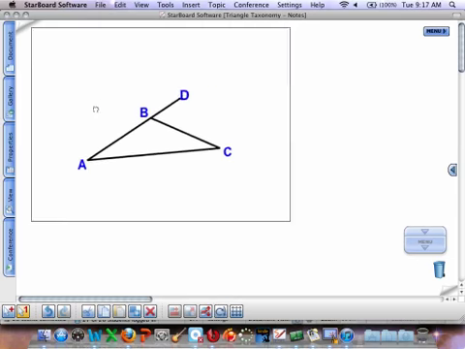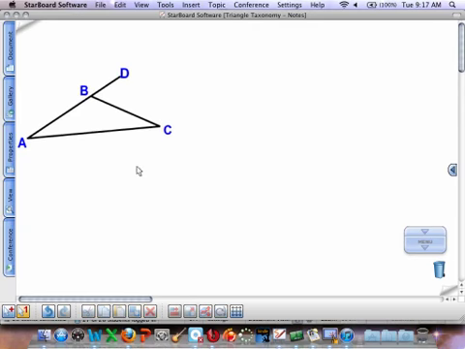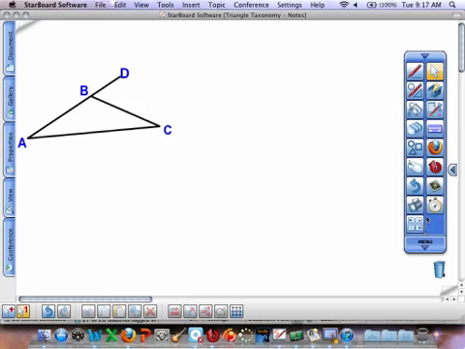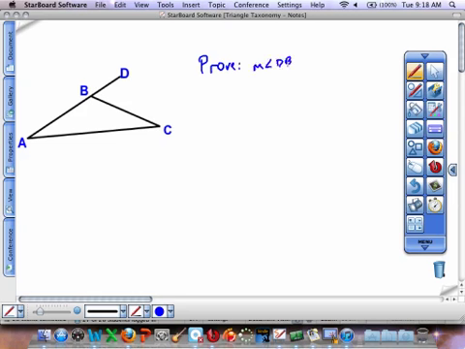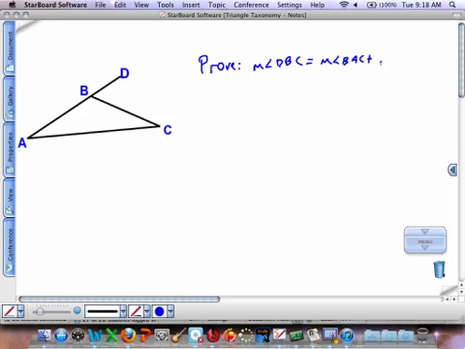Alright, so here's my little diagram. We're given triangle ABC with exterior angle DBC. Alright, so we need to prove that the measure of DBC equals BAC plus BCA.